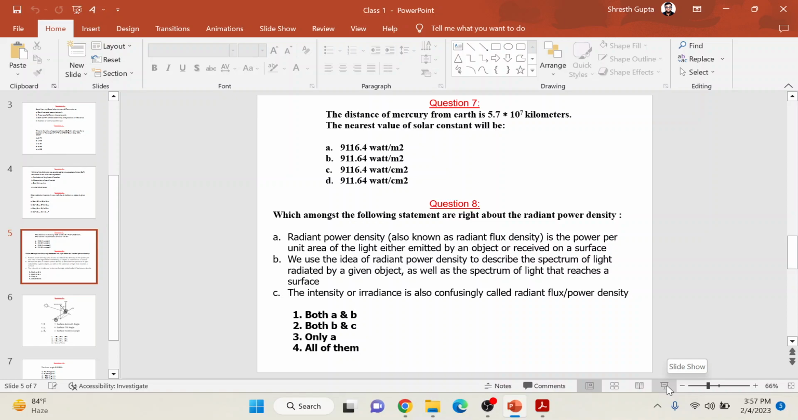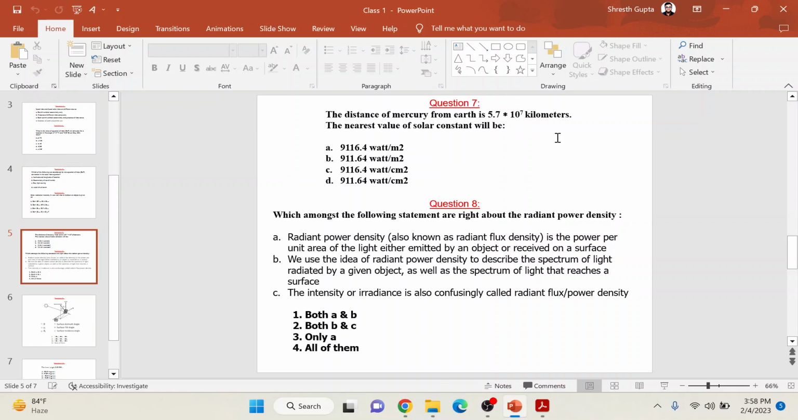By the way, it's a very straightforward question. If you can see the relation between H naught and D square, and how this D plays the role. You know the value of Earth, and you put in the same equation for Mercury, and then eliminate other options. To be straightforward, you know the rough value of Earth, and the order of magnitude given is 10 raised to 7, and 5.7 is also there.